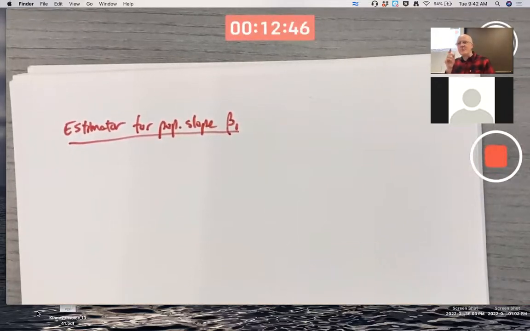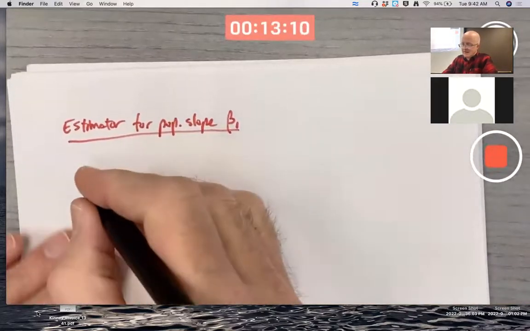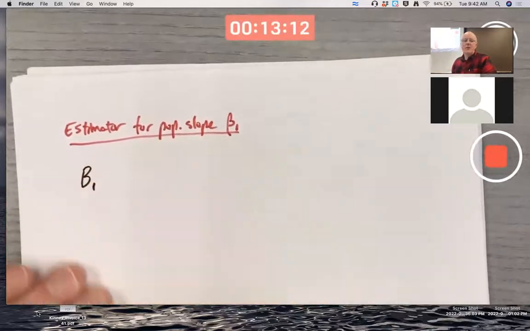Get your symbols right. Beta 1 is a population parameter. It's a fixed but unknown number. Does anybody know what beta 1 is? Only God does. No human will know what beta 1 is, even after the statistical study is done. You never know what population parameters are exactly. You're trying to estimate them. Capital B1 is what we call the estimator.